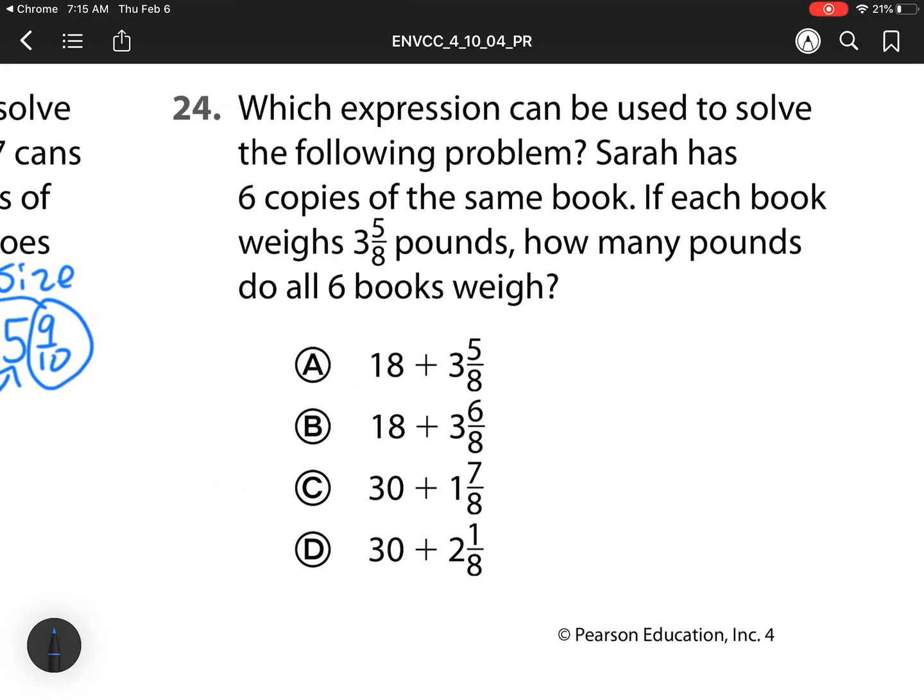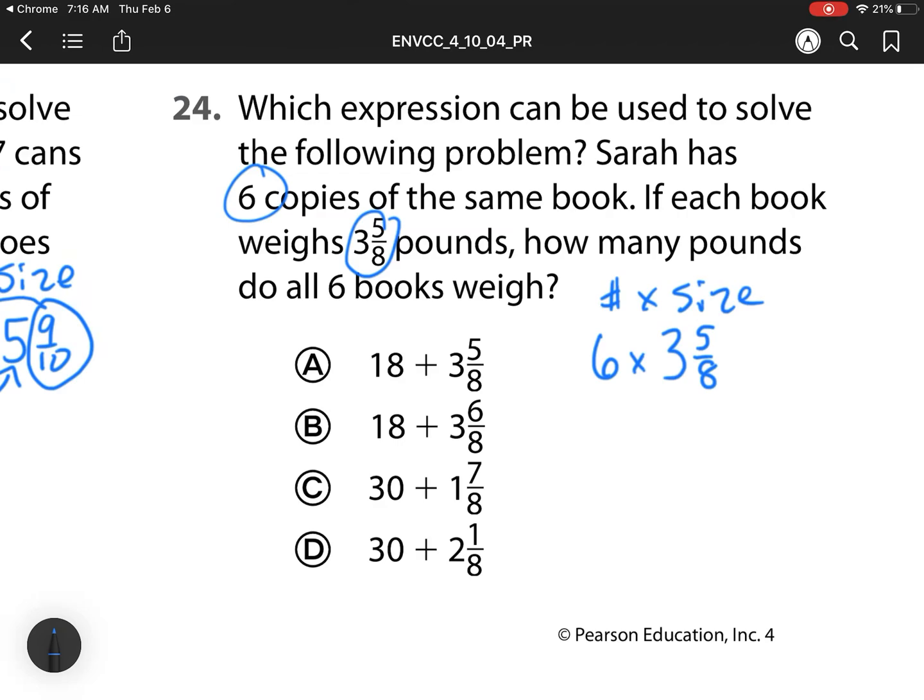Number 24, which expression can we use to solve the following problem? So again, remember, it's my number of groups times the size. Sarah has 6 copies of the same book. If each book weighs 3 5/8 pounds, how many pounds do all 6 books weigh? So I have 6 times 3 5/8. So let's see what I have here. This one doesn't match any of them.